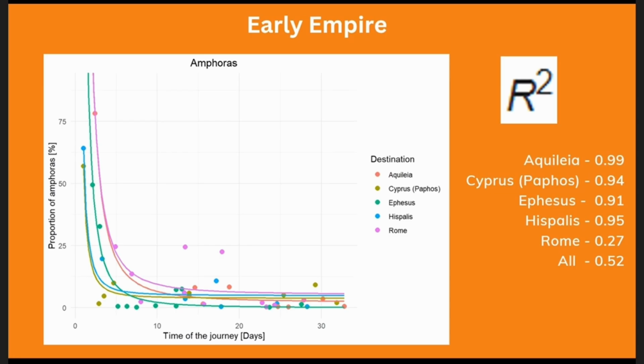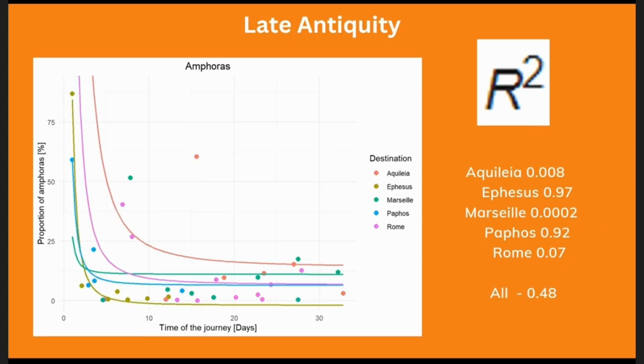Rome is one exception, but this is mostly due to those Botanical and Aegean amphoras. However, overall, the coefficient of correlation for all amphoras is above 0.5, which means that we can say that in the early empire, transport costs actually moved goods across the Mediterranean.